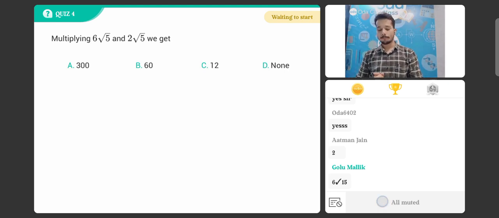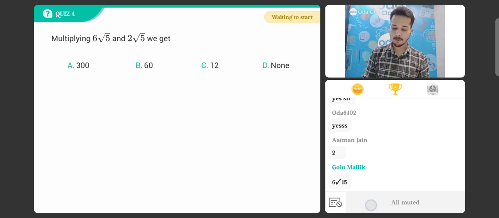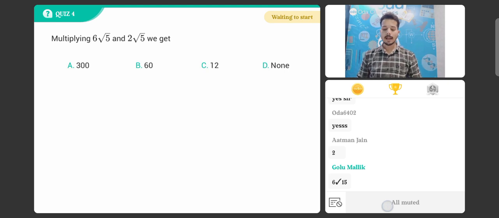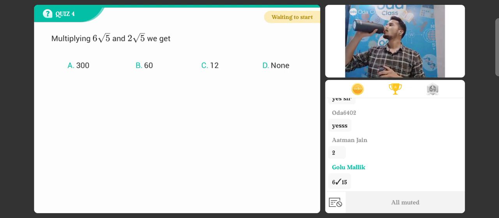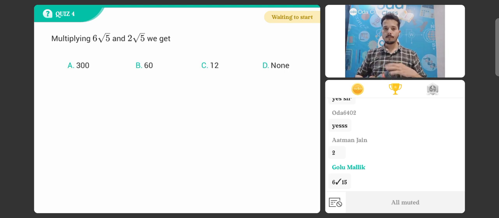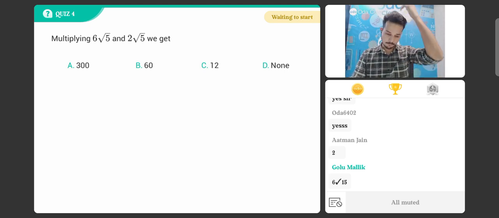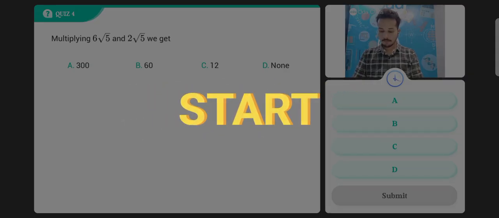And bacho, tomorrow is a very important day. I will tell you about tomorrow, but first do this question. Multiplying 6 root 5 and 2 root 5, what are we going to get? Go ahead, everybody, give me the answer. Multiply 6 root 5 and 2 root 5, what are we going to get? There you go.